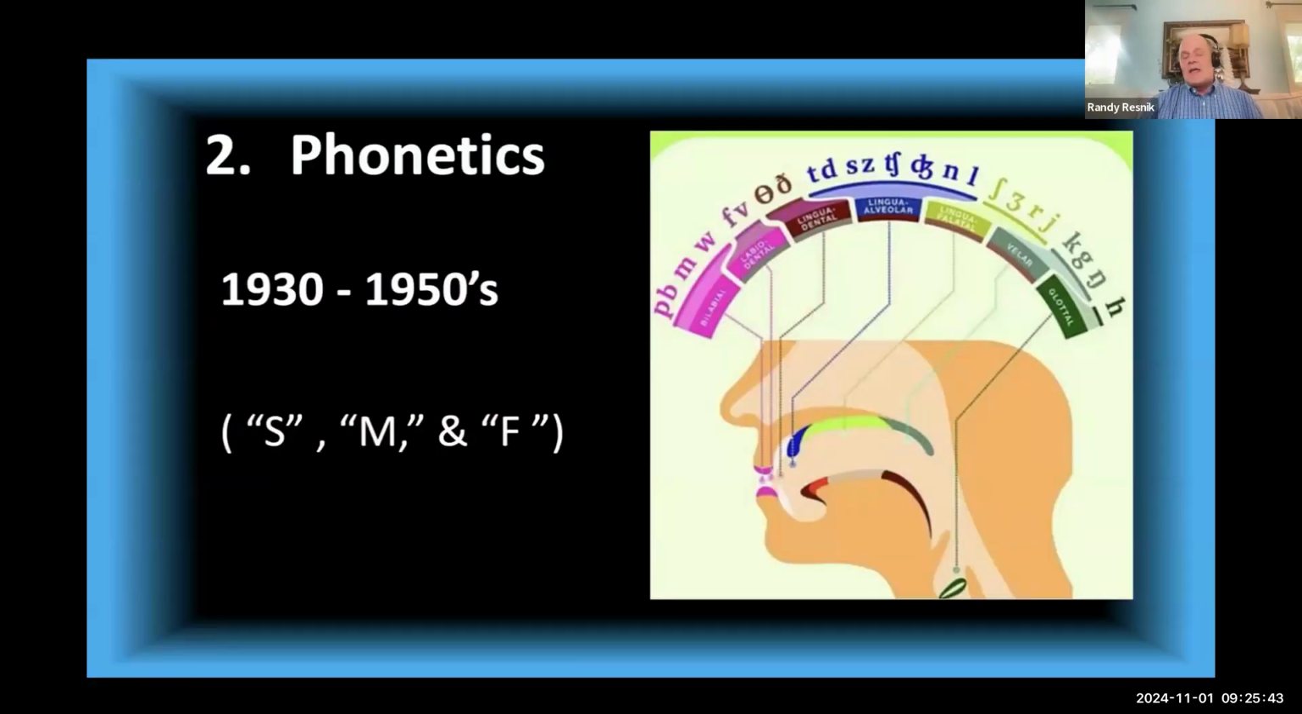Another option is phonetics, and this came about in the 30s and in the early 20th century, using different sounds to determine where the vertical dimension is.